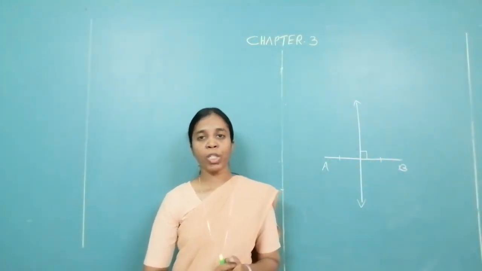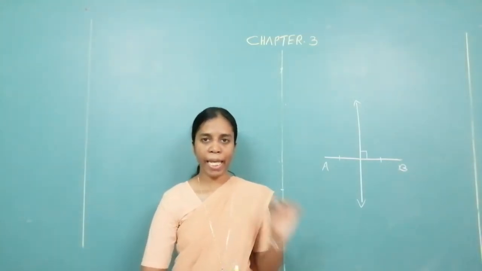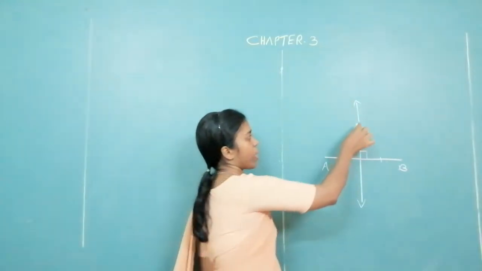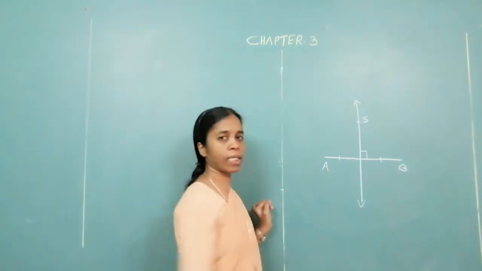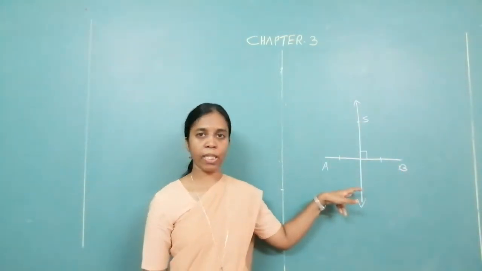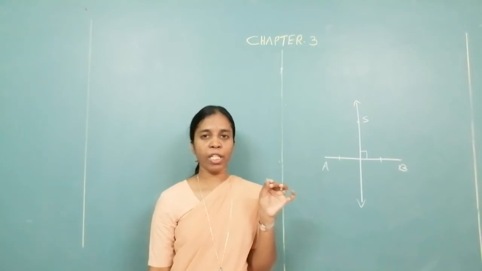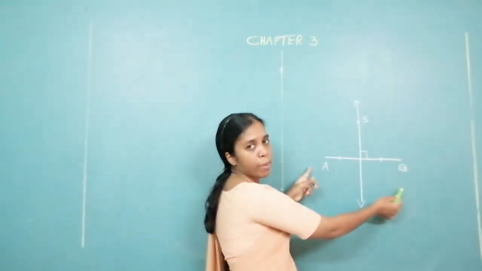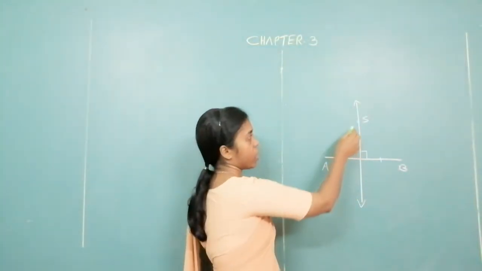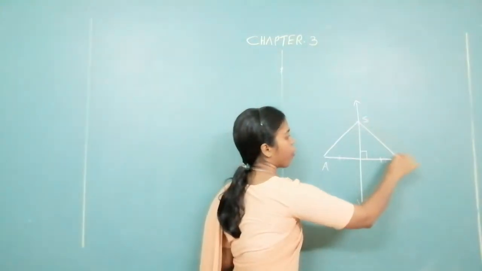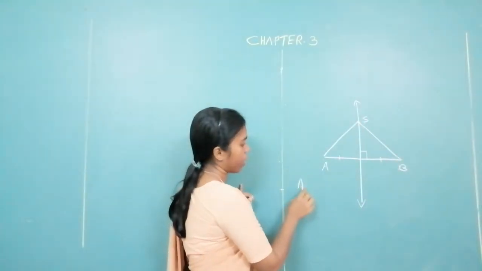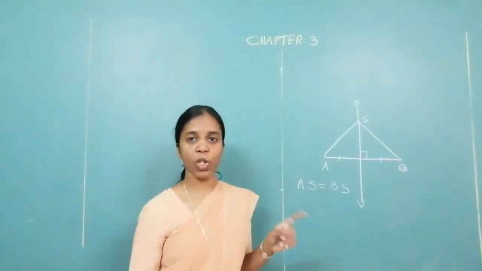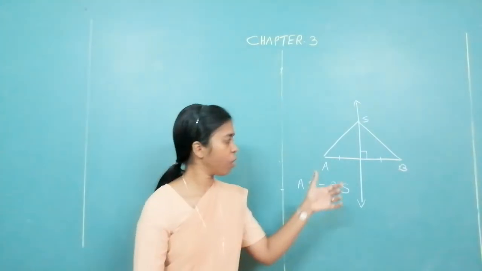Now, according to the perpendicular bisector theorem, any point lying on the perpendicular bisector, any point lying on it. Suppose I have a point lying over here. I am naming this S. Any point lying on the perpendicular bisector is equidistant from the endpoints of the segment. Which are the endpoints of the segment? A and B. Equidistant means they are at equal distance from the endpoints of the segment. That is, you can say that AS is equal to BS. Equidistant means equal distance from the endpoints.